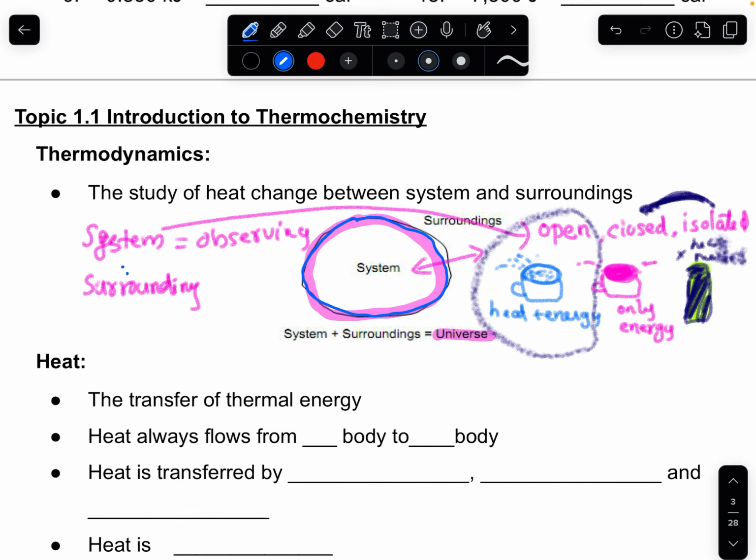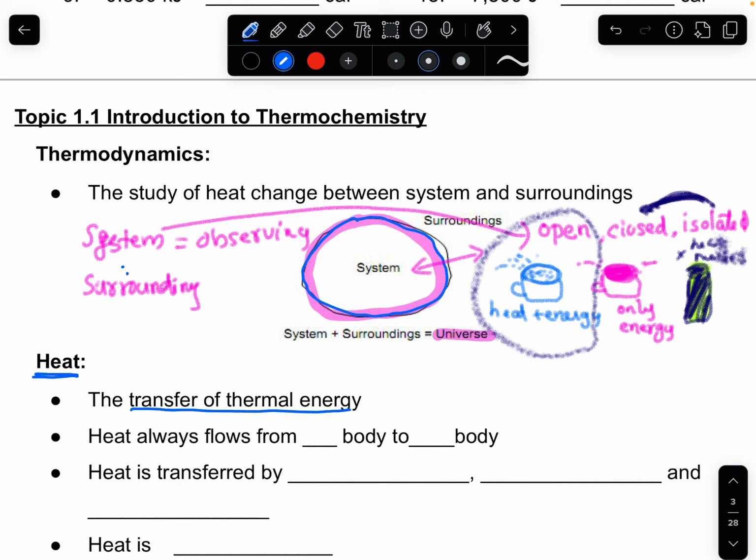Okay, let's go ahead and talk about heat. Until today, I know most of you are confused. What is the difference between heat and temperature? If I ask you what is heat, you may give me a lot of answers that may not be correct. So heat is the transfer of energy.